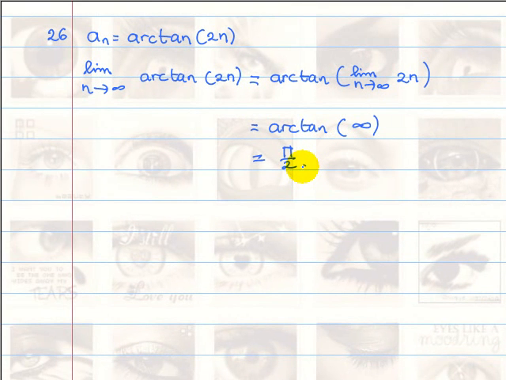Okay, so that's the problem involving the continuity property of the function. See you on the next problem.